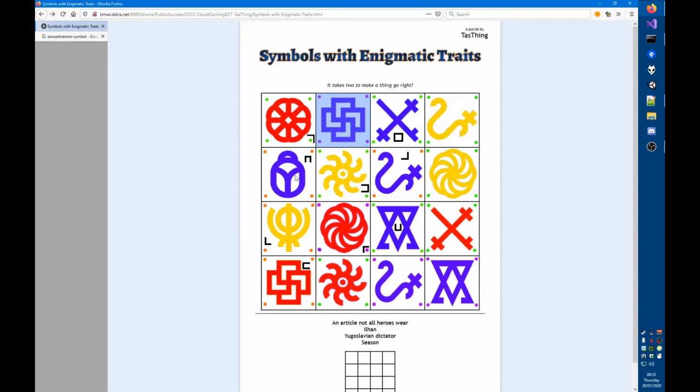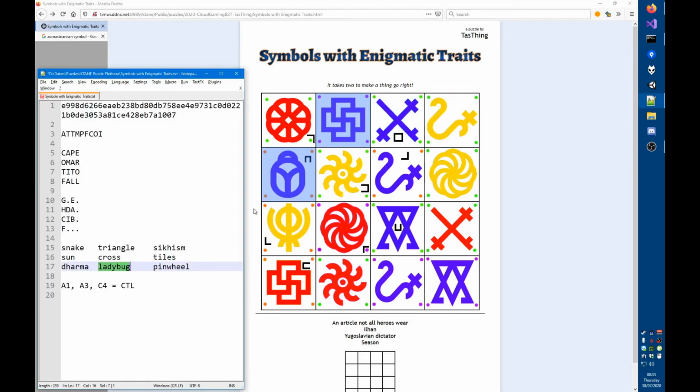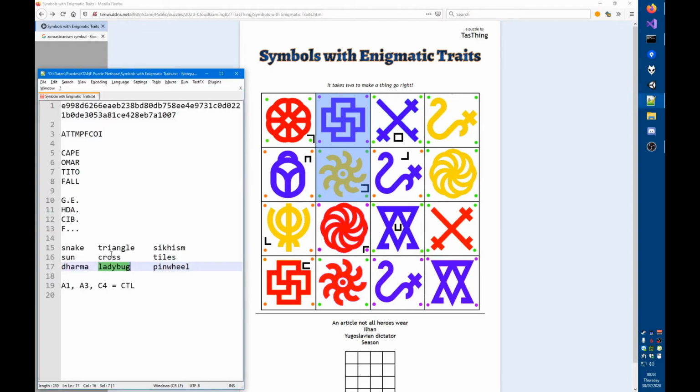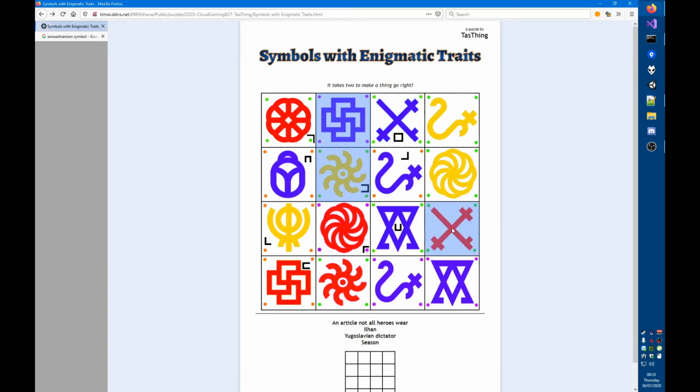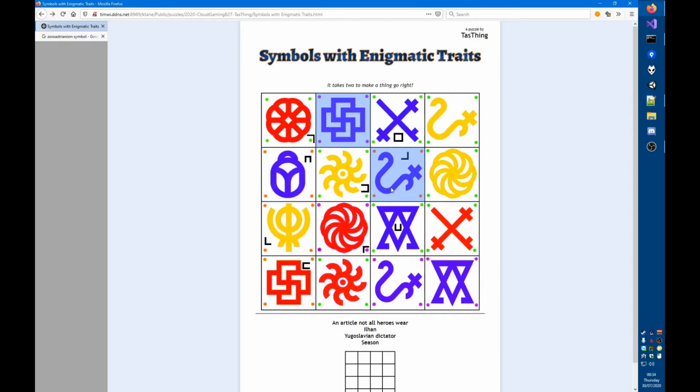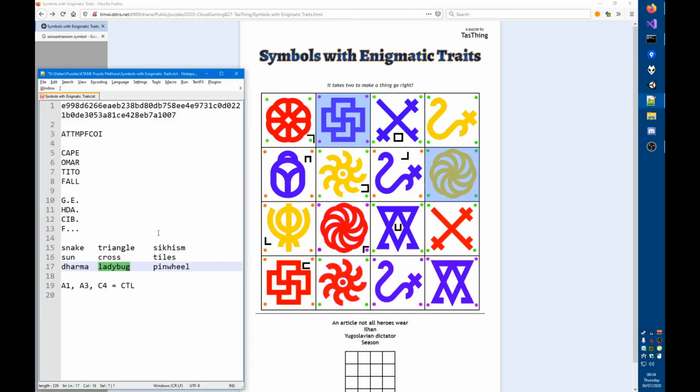That's the wrong color. Tiles and ladybug therefore require snake, so we want a snake like this, but with green dots, and neither of them have green dots. Tiles and sun requires the cross in red, but the dots don't work. Then we have tiles and snake. That requires the ladybug, and the dots don't work. Okay, so it's not that.